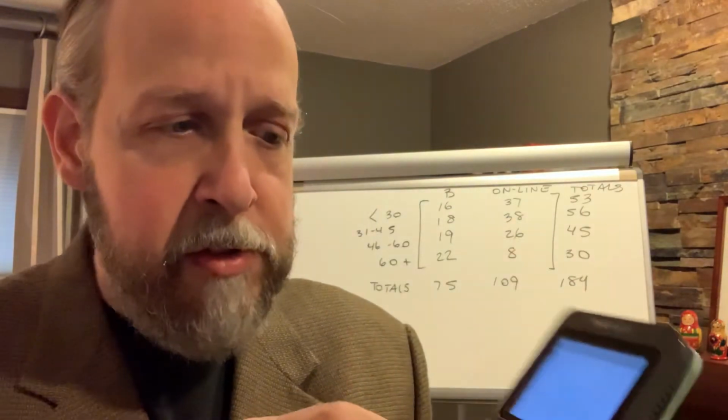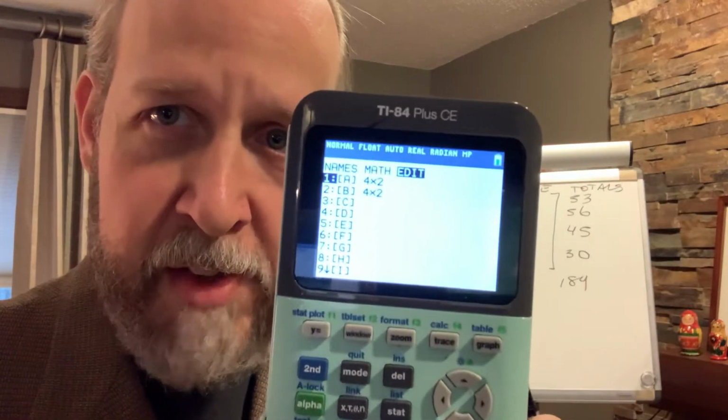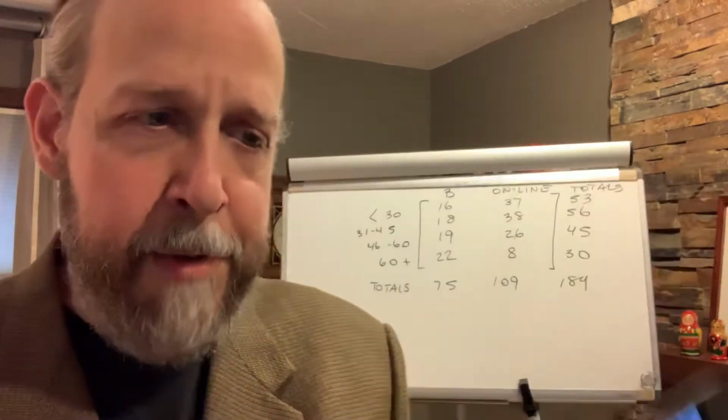We're using matrices to solve these problems. So the matrix function is located under second and then the x inverse. So second and the x inverse, which is right there, and it brings up this matrix option. Now you don't want to just hit enter because we're not going to just use the matrices. We have to edit one. So what I want you to do is go over to edit and then hit enter where it says A. So we have matrix A.